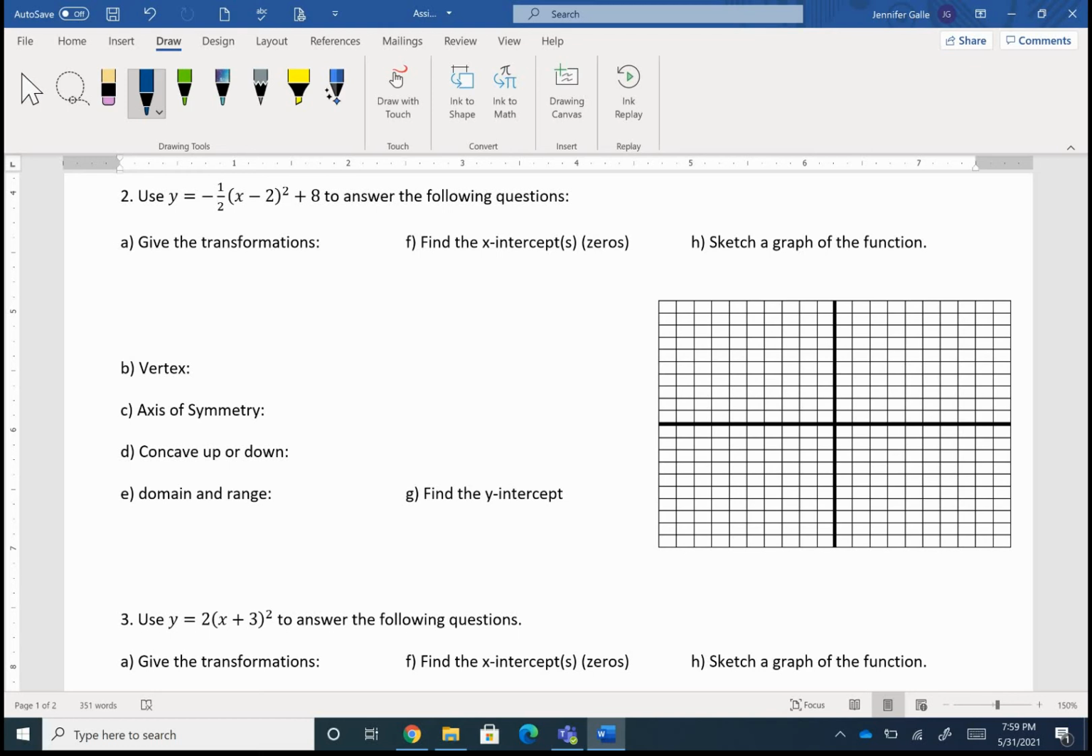So when I go to give the transformations, the first thing I come across is a negative sign. Multiplying by a negative causes a vertical reflection.